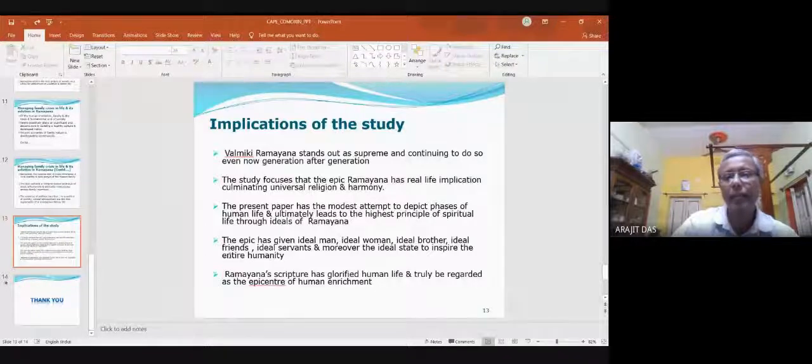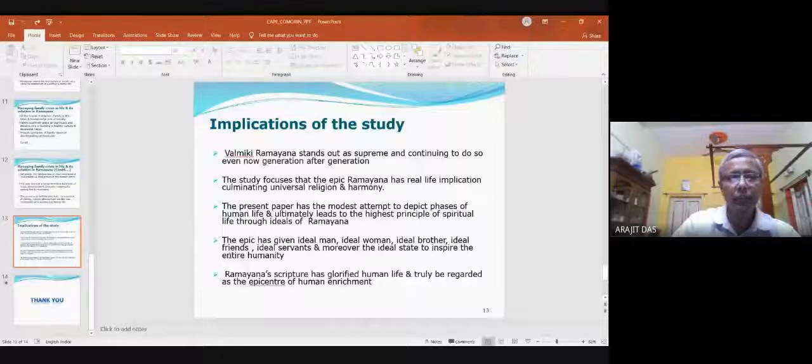The epic has given ideal man, ideal woman, ideal brother, ideal friends, ideal servants, and moreover the ideal state to inspire the entire humanity. Ramayana's scriptures have glorified human life and can truly be regarded as the epicenter of human enrichment.